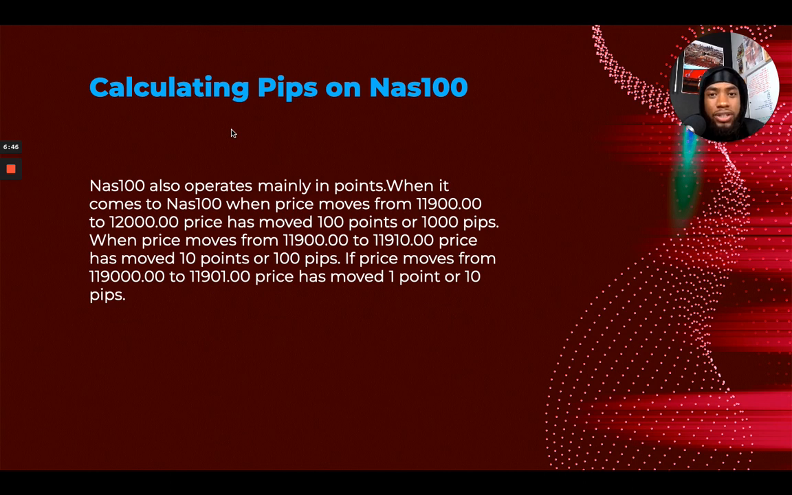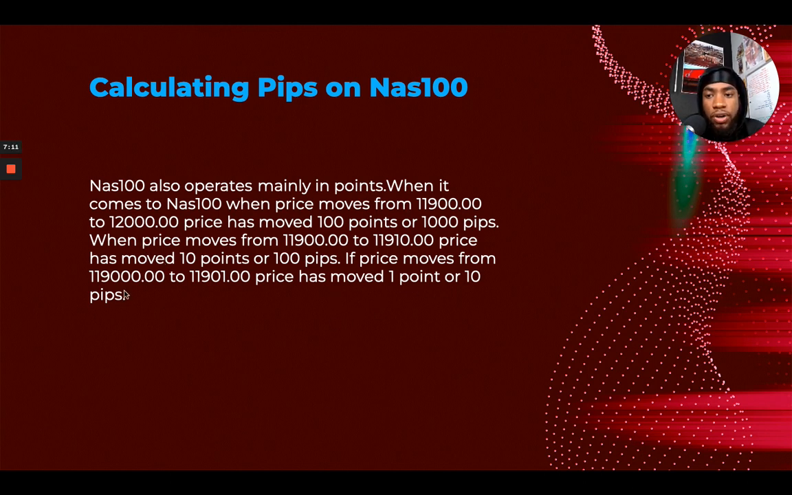Now, on to Nas100. Nas100 also operates mainly in points. When price moves from 11900.0 to 12000.0, price has now moved up 100 points or 1,000 pips. When price moves from 11900.0 to 11910.0, price has now moved 10 points or 100 pips.